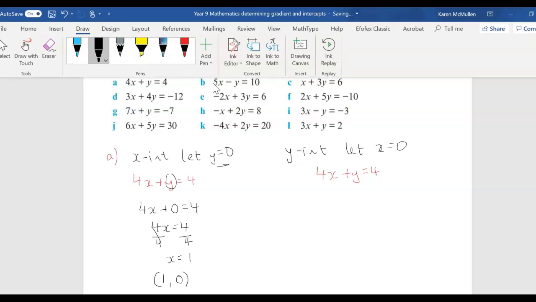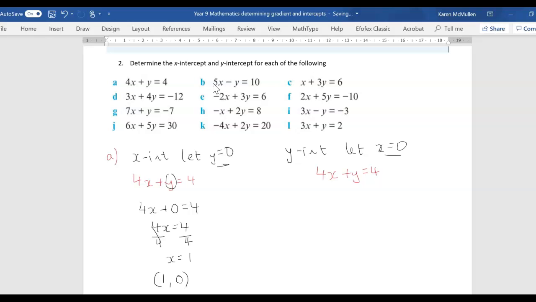say, well, we're going to let x equal 0. So here's my x, I'm going to let that equal 0. So that means it's 4 times 0, not 40, 4 times 0 plus y equals 4. Now 4 times 0, anything multiplied by 0 is just 0, so I'm left with y equals 4. So your coordinates, remember we always write the x first. So x is equal to 0 for your y-intercept, and y is equal to 4.